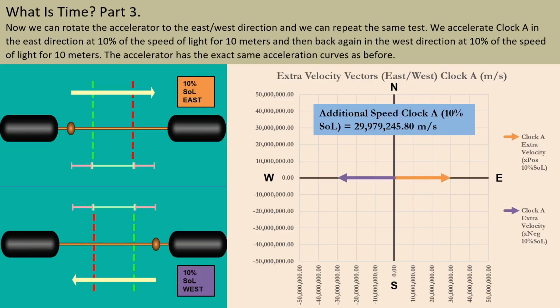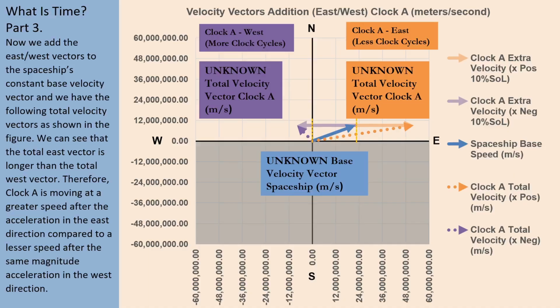Now we can rotate the accelerator to the east-west direction, and we can repeat the same test. We accelerate clock A in the east direction at 10% of the speed of light for 10 meters, and then back again in the west direction at 10% of the speed of light for 10 meters. The accelerator has the exact same acceleration curves as before. Now we add the east-west vectors to the spaceship's constant base velocity vector, and we have the following total velocity vectors as shown in the figure.